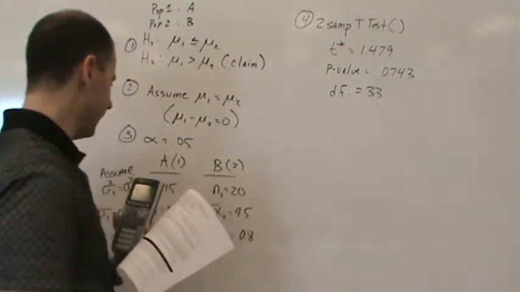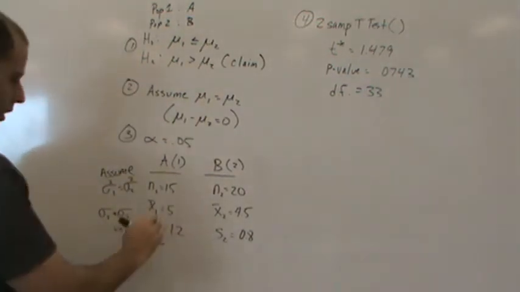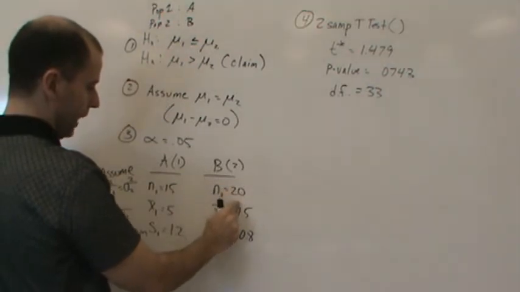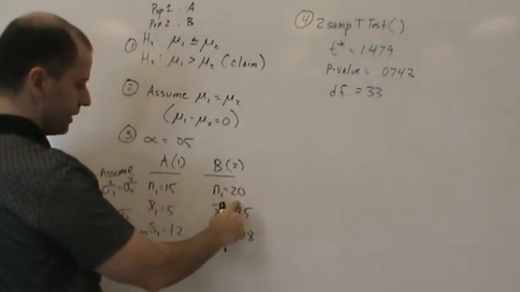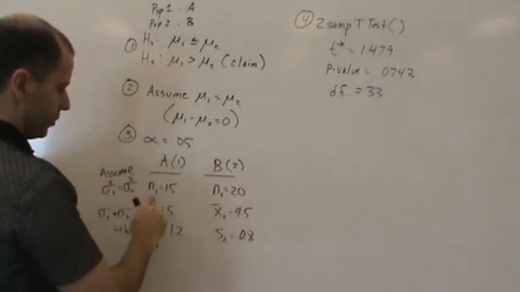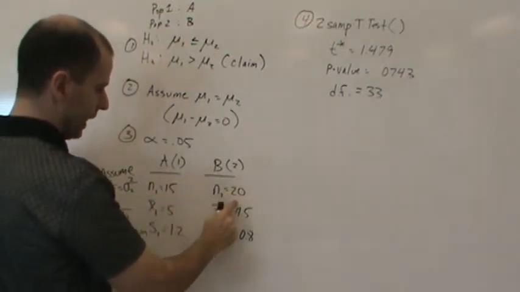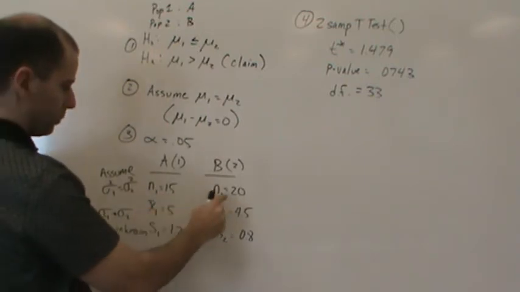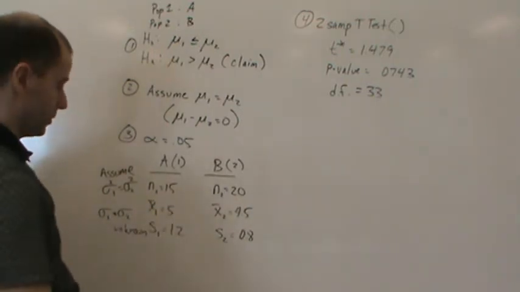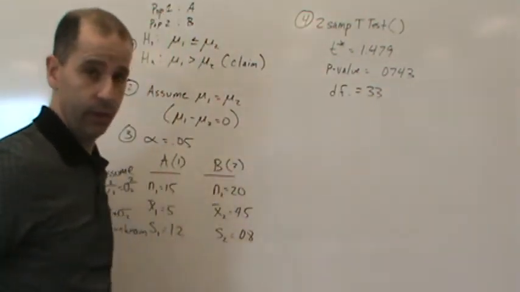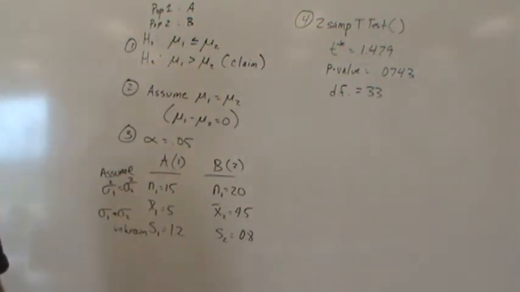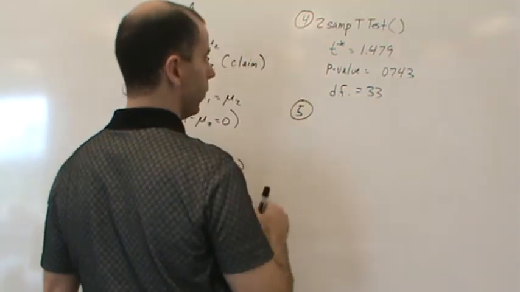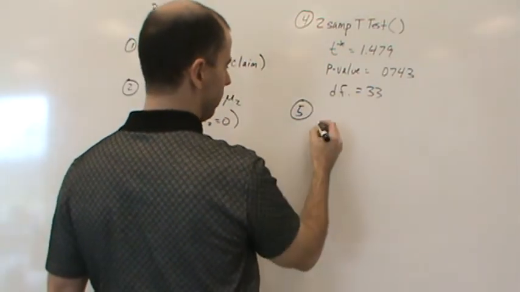Well, how do they get that? Well, you take the degrees of freedom of the first sample and the degrees of freedom of the second sample and add them together. So 14 and 19 give you 33. So in other words, 15 plus 20 minus 2 is 33. There you go. So there's the proof in the pudding. Okay. So now step 5 is, well, what comparison do you want to make? Let's do the p-value method.